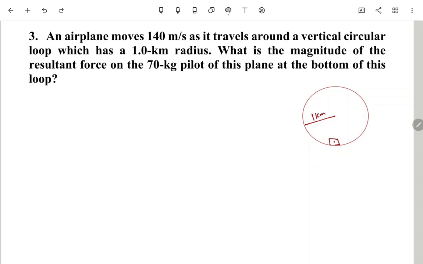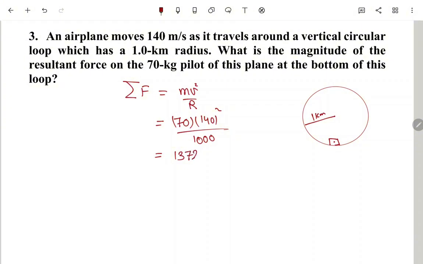Now the magnitude of the resultant force on the 70 kilogram pilot of this plane is equal to mv square over r, and in this case here, this is the resultant force, 70 times 140 square divided by 1000, and in this case 1372 newtons is the net force or the resultant force on the 70 kilogram pilot.